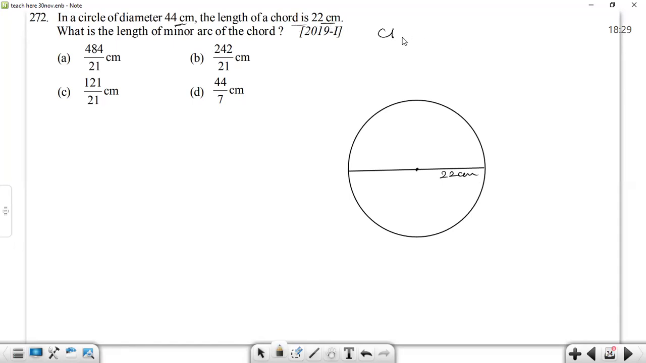What is a chord? The line which connects one point of the circle to the other point of the circle. Very good, very good. And what is the largest chord of a circle? Diameter. Very good, very good.